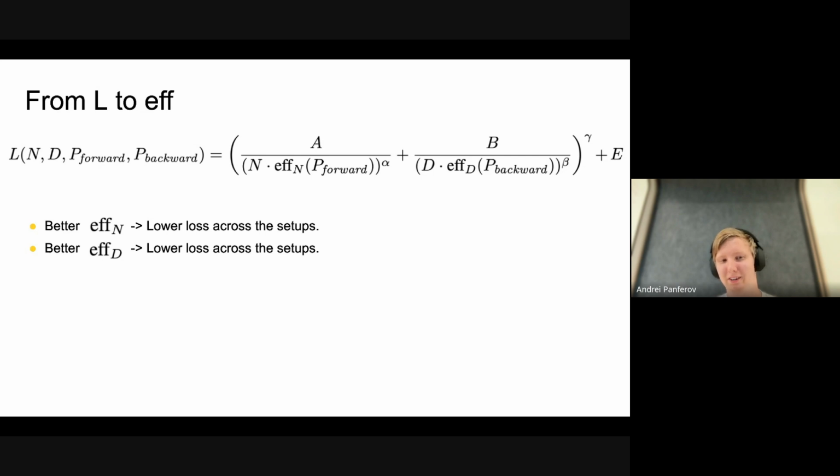More specifically, we say that if a method has better efficiency factor on parameter count and better efficiency factor on data count, then it will lead to better loss across all model sizes and data saturations, and as such, we can conclude that it's a better method on its own.